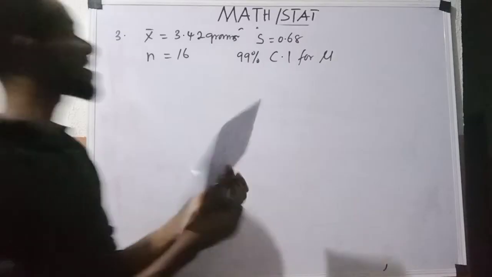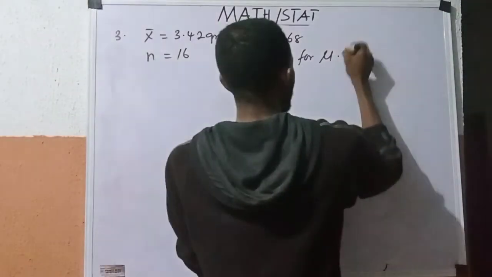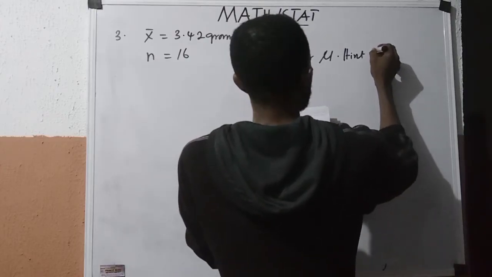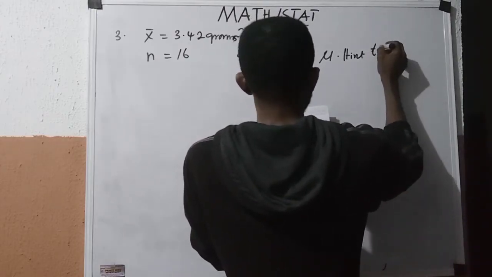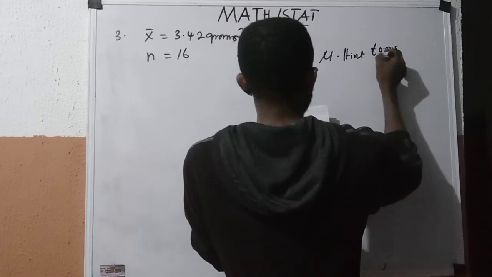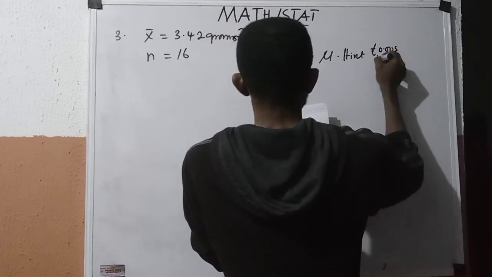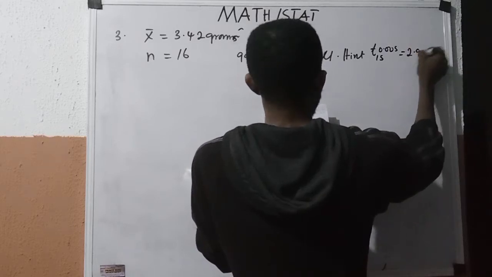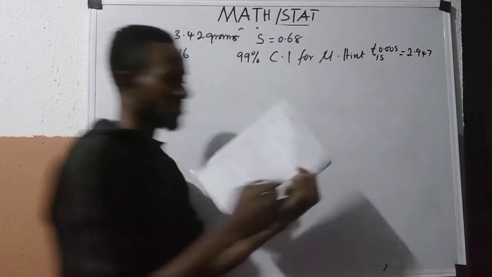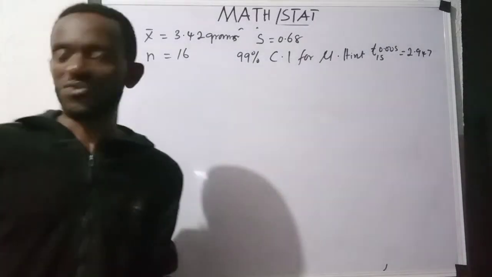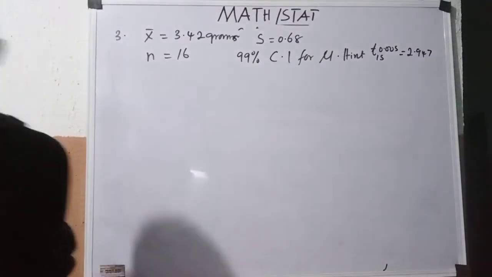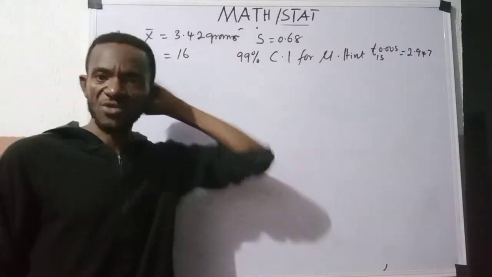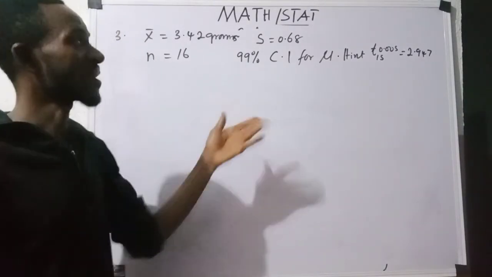So it gave us a hint. They say, hint, that t of 0.005 of 15 equals 2.947. That's what they gave us. So what we are now going to do first of all is to know exactly how we go about this particular one.